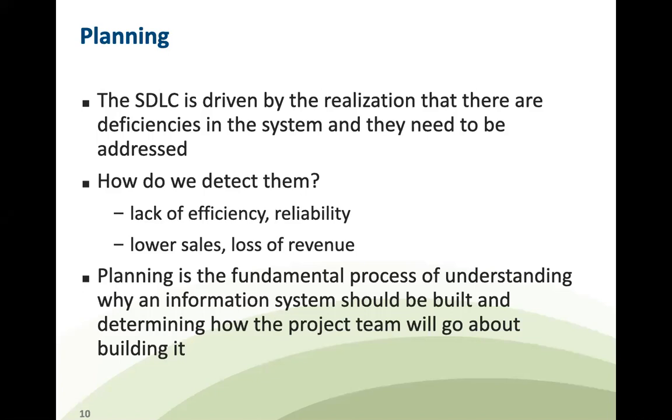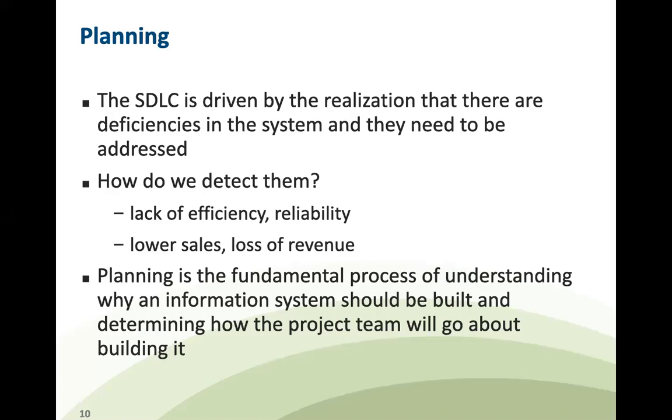So how are we going to detect them? In order to identify what the problems are in a particular system, in terms of different criteria, you can check whether it lacks efficiency, whether it's not that reliable, and when you look at the sales and revenue, lower sales, loss of revenue. By these factors, you can identify whether there are deficiencies in the current system.